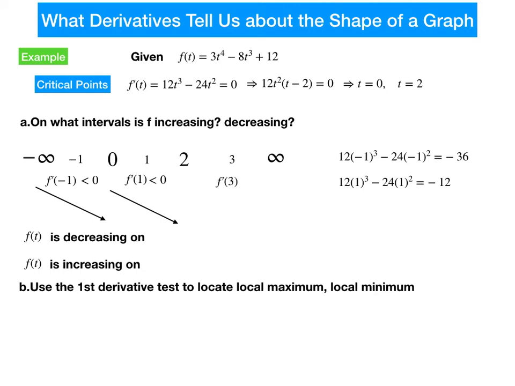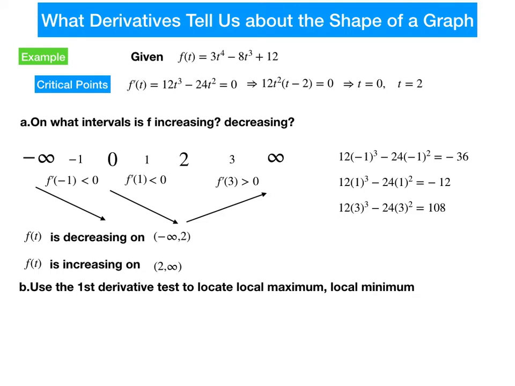Go to 3. The first derivative at 3 is 108, which is a positive value, which means the function is increasing on this interval. So using this table, we can conclude that the function f of t is decreasing on -infinity to 2. So we combine the two intervals from -infinity to 0 and from 0 to 2 into just -infinity to 2. And f of t is increasing on 2 to positive infinity.